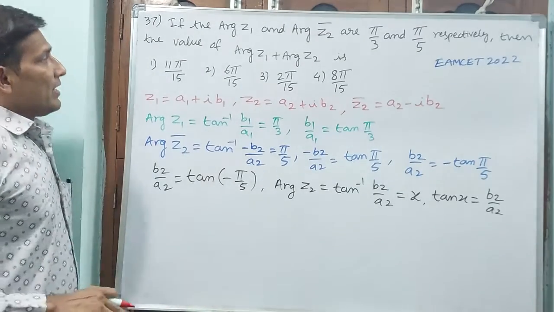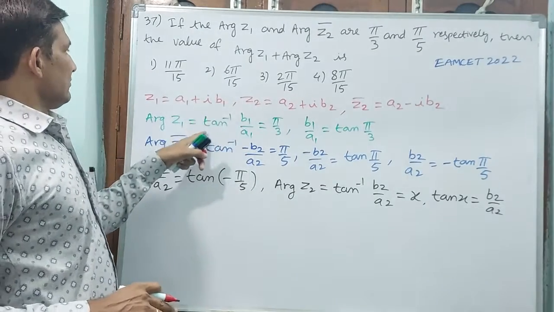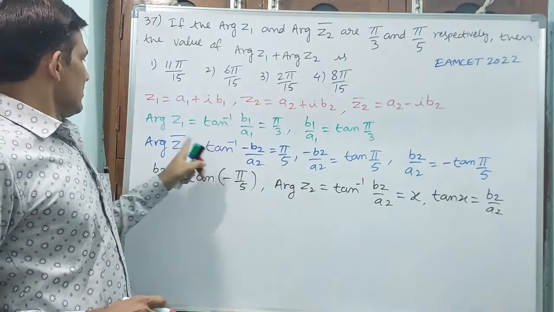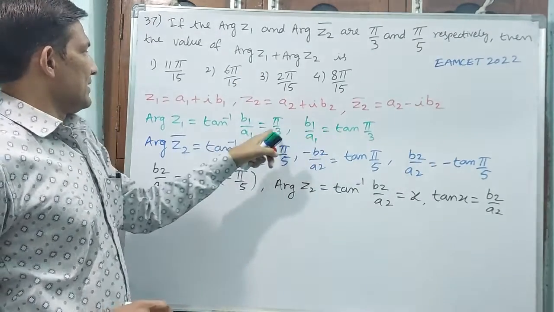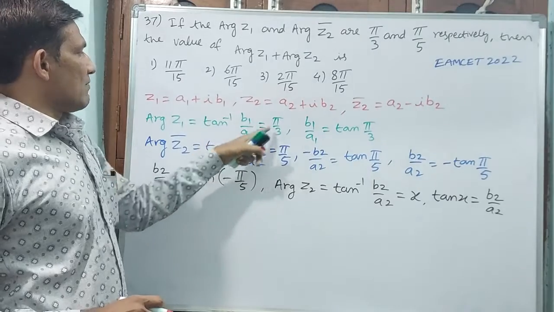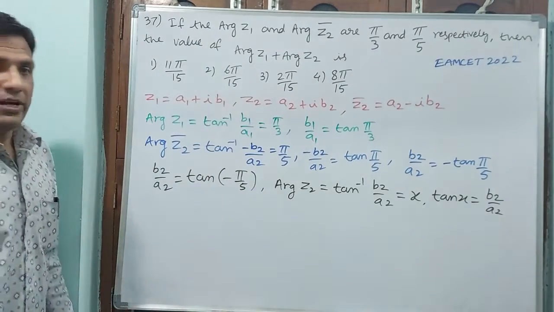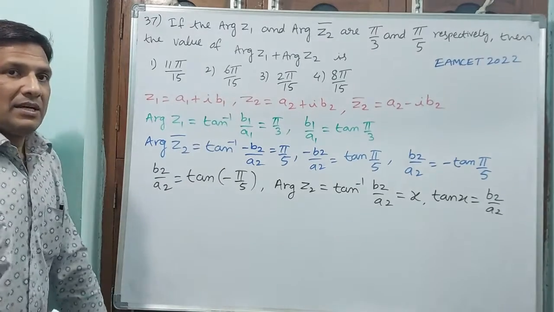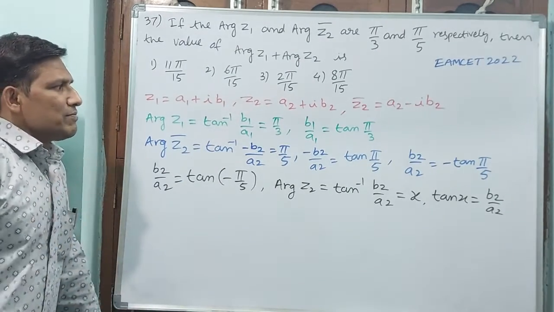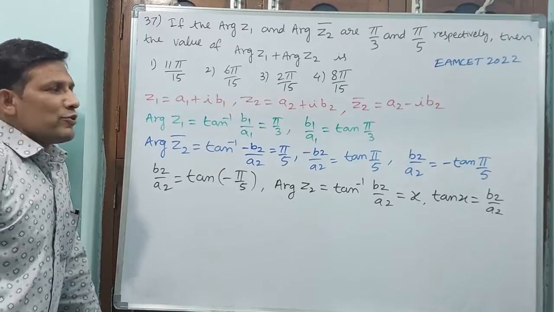Okay. But you are having the argument of z1. Argument of z1 is pi by 3, tan inverse pi by 3. Okay. This you are having. Then what we do? Simply pi by 3 minus pi by 5 you do it.